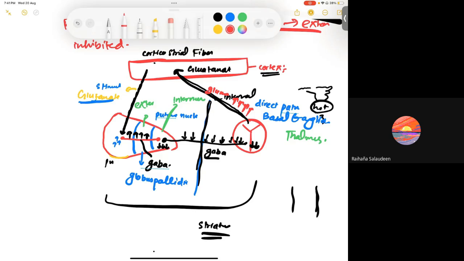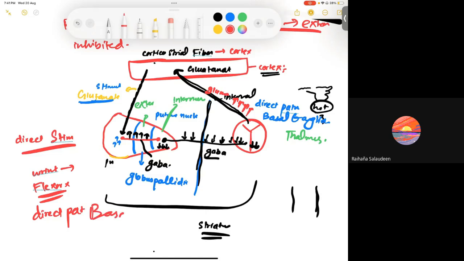So if you have a lot of glutamate, it is basically going to excite your cortex. Can I say that? Yes. Okay, so can I say that the direct pathway is stimulatory in nature? While I'm writing something, as I already told you, we are stimulating the flexors, so it's due to the direct pathway of your basal ganglia. Is it clear? Yeah. Okay, so this is your direct pathway.